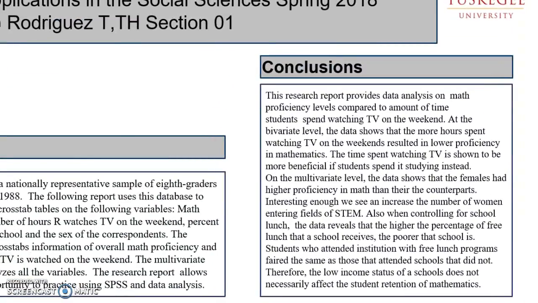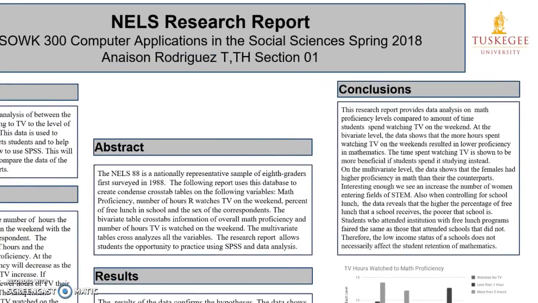In conclusion, this research report provides data analysis on math proficiency levels compared to the amount of time students spent watching TV on the weekends. At the bivariate level, we go over again that the data shows that the more hours spent watching TV, the lower the proficiency was in mathematics. And the less time showed the inverse relation of them being better at mathematics.